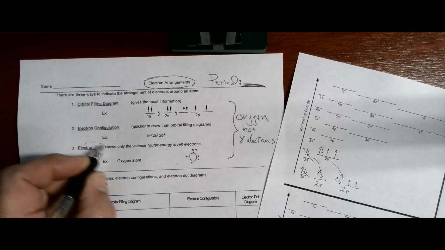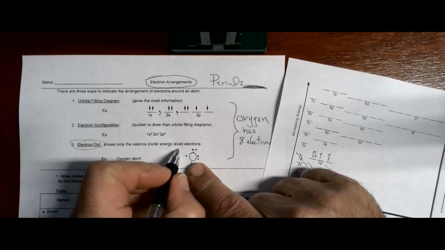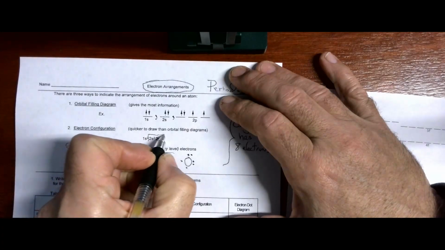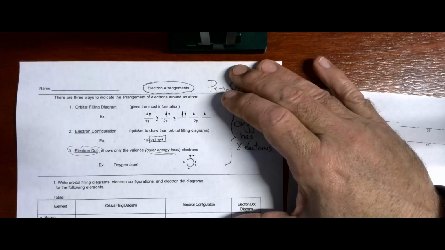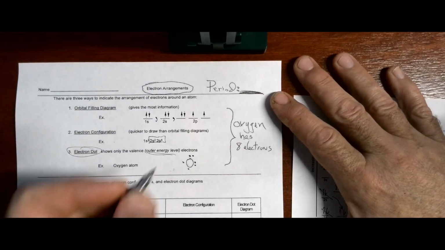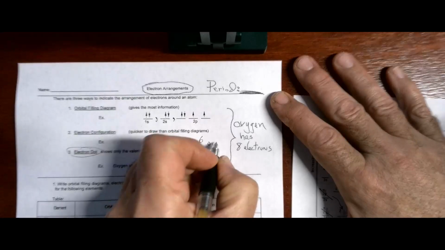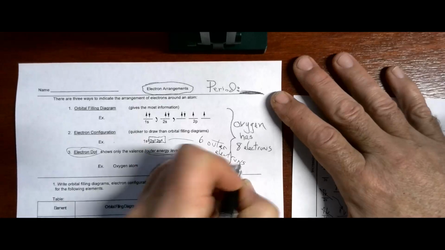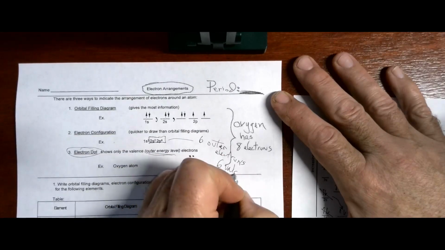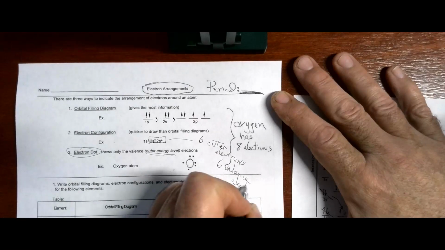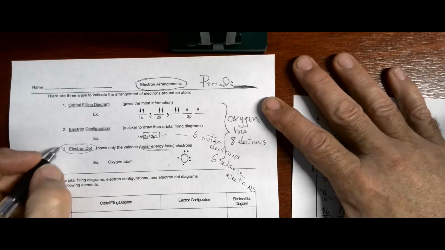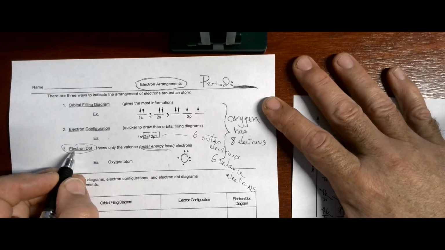Now what about the electron dot? All right, it's only the outermost energy level electrons. Now if we go back up here, these guys right here are the outermost energy level electrons, the 2s2, 2p4, and that has 6 outer electrons, also called valence electrons. 6 valence electrons. All right. And it is those 6 valence electrons that are used to construct an electron dot diagram.